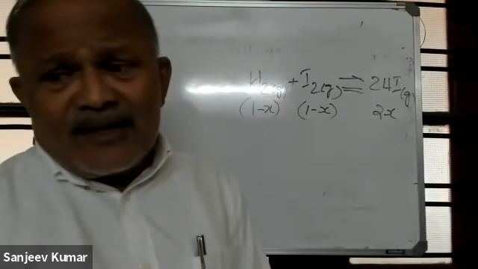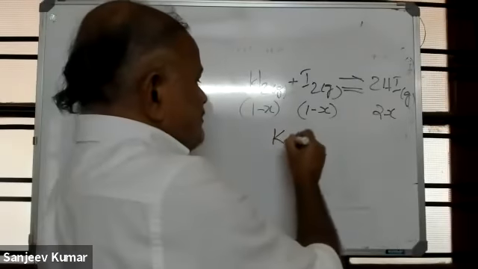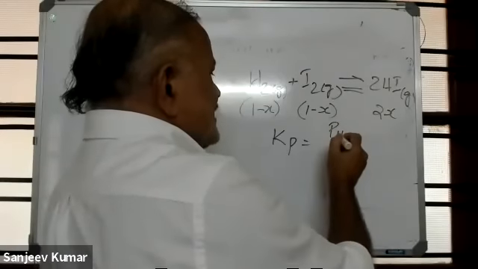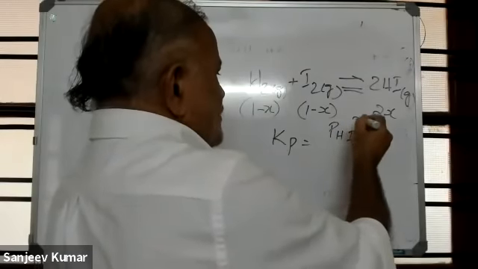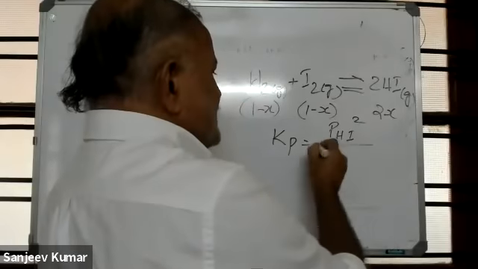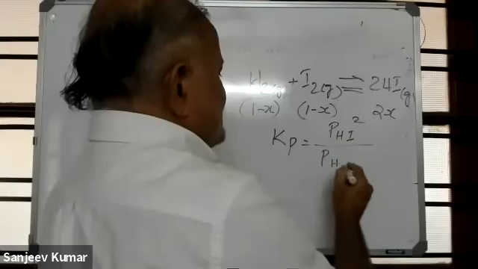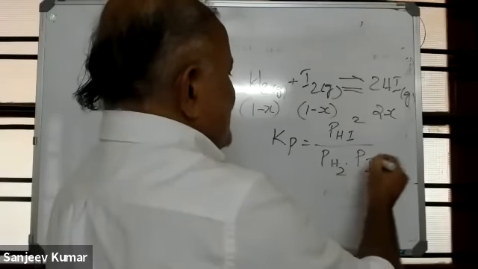And what is the equilibrium constant Kp? It is equal to the partial pressure of hydrogen iodide the whole square, or the active mass of hydrogen iodide the whole square, divided by the partial pressure of hydrogen, or the active mass of hydrogen, into the partial pressure of iodine.